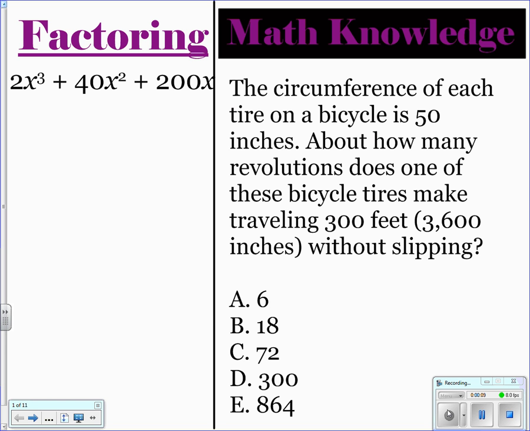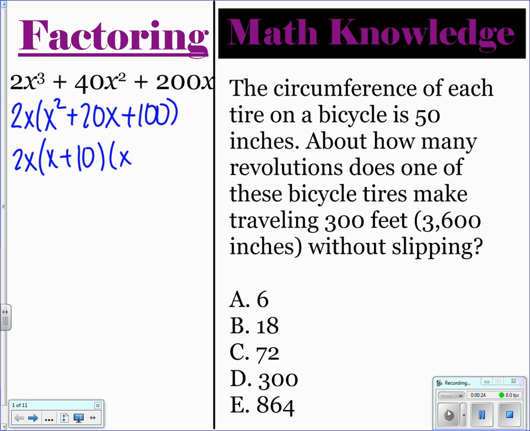So for the factoring, you're going to want to factor out your greatest common factor, which on this one is a 2x. If I factor out a 2x, I'm going to have x squared plus 20x plus 100. And then that'll factor as (x plus 10) times (x plus 10), which you can write as 2x times (x plus 10) squared.